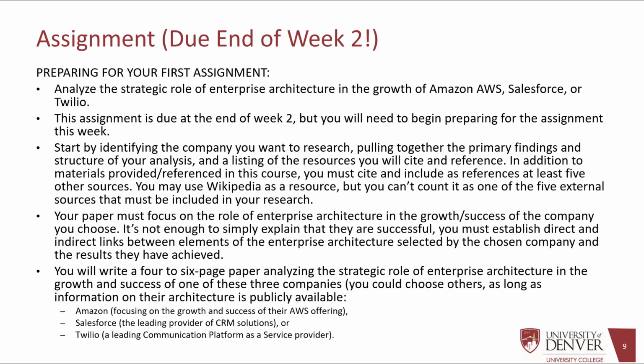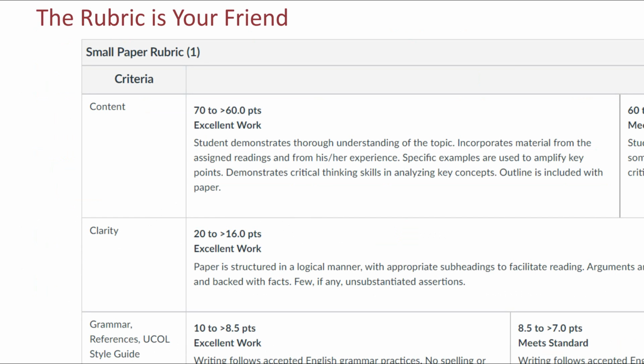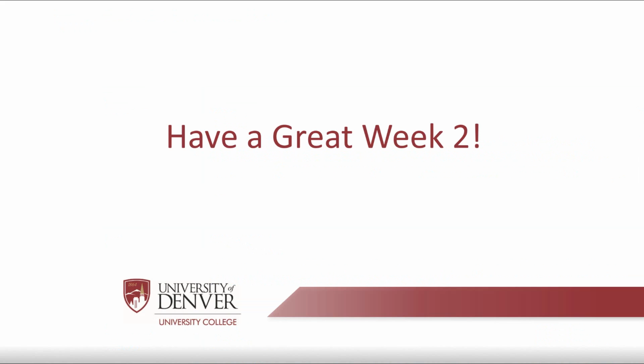All right, we went over this assignment, preparing for it. Look at a particular company, and I told you about how you can do that. You don't have to have several companies, just do one company and focus on that. We broke it down point by point what you've got to do, 1, 2, 3, and then some sub-points. Digital transformation, for-profit, public, not-for-profit, etc. And then make sure that you meet the resources, etc. And as I mentioned before, the rubric is your friend. Look at content, clarity, and grammar, the style guide, all that happy stuff, and you'll do a great job.